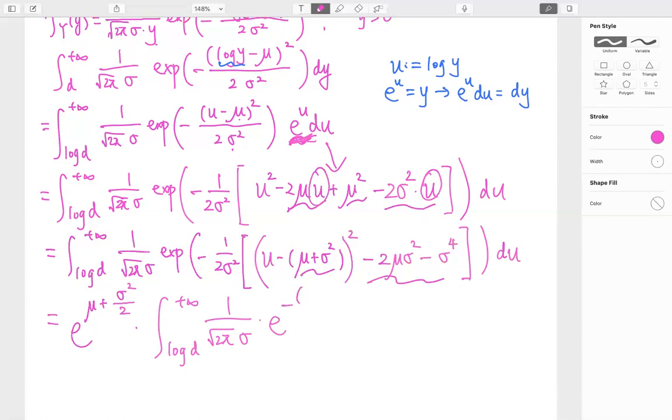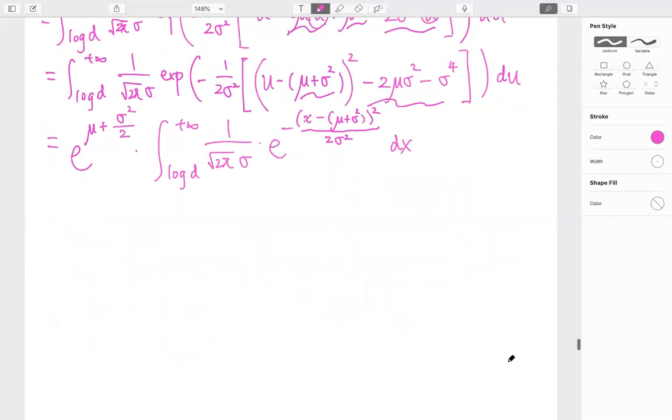So it's u, let's put u back to x. x minus (mu plus sigma squared), squared, divided by 2 sigma squared, dx. Okay, what's inside? If you try harder to identify, that is actually the PDF of a normal distribution with mean mu plus sigma squared and variance sigma squared.